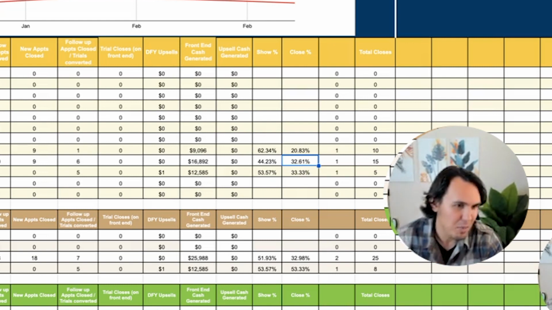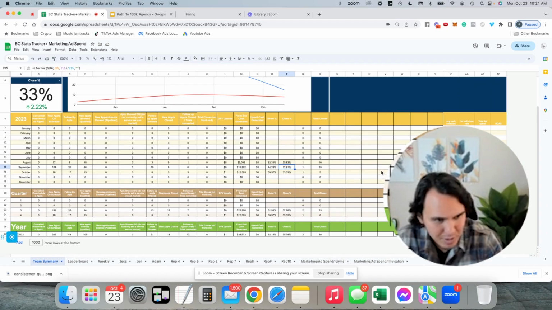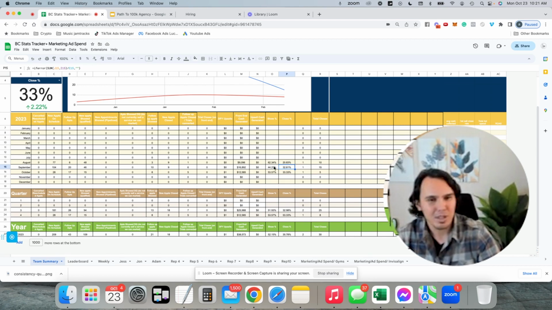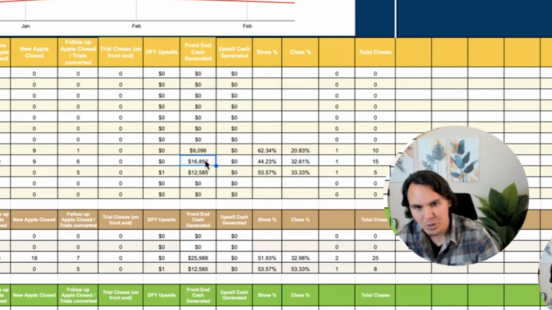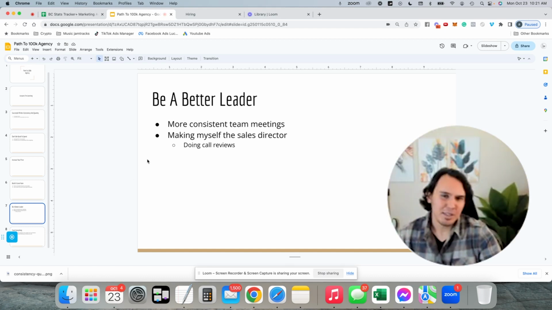That's a lot more. I don't know what the exact stats are, but it's at least a 30 to 40% increase. I mean, just look at our cash generated, right? So a 10% increase in close rate is a dramatic shift in the business. And that comes from being a good leader, being a better leader. And that's what I'm learning.